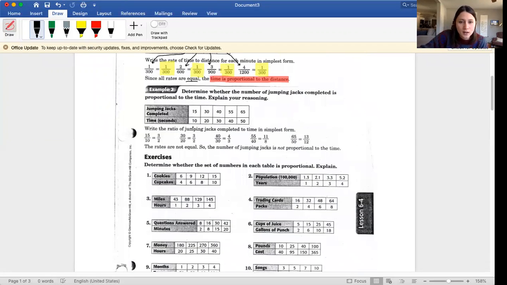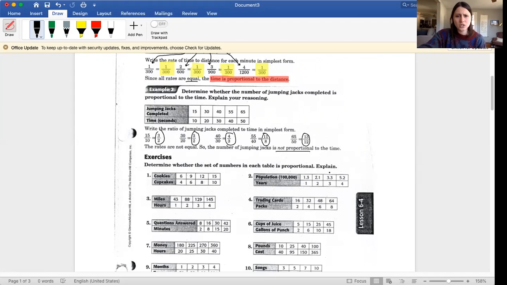Looking down below, same thing. We're turning these values into a fraction comparing jumping jacks and time. So we've got a bunch of fractions reduced. And we're comparing all of them. Well, these first two are the same, but then these two aren't the same anymore. So the number of jumping jacks is not proportional to the time because it's not consistently the same.